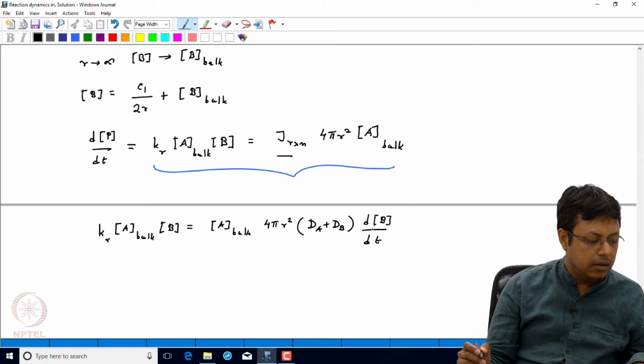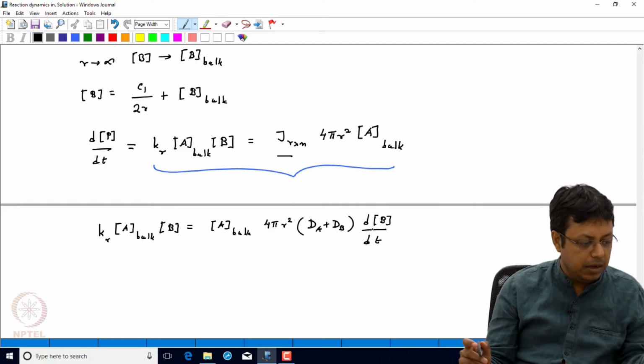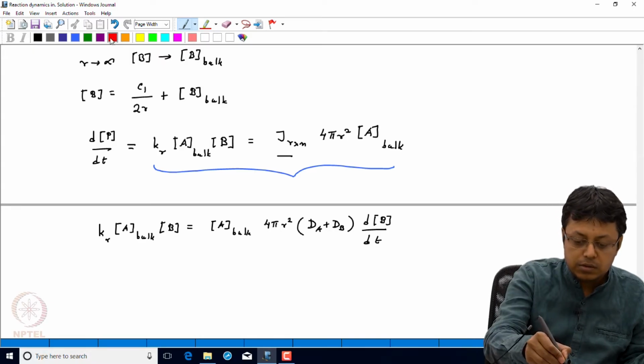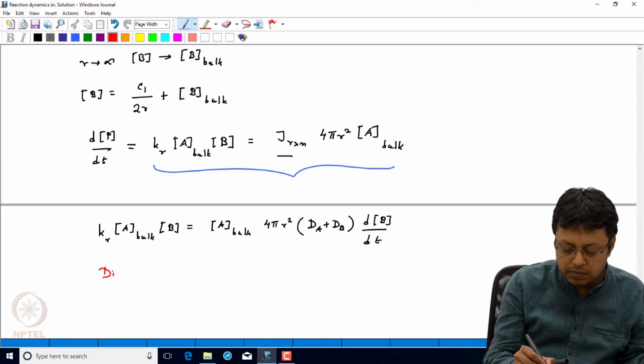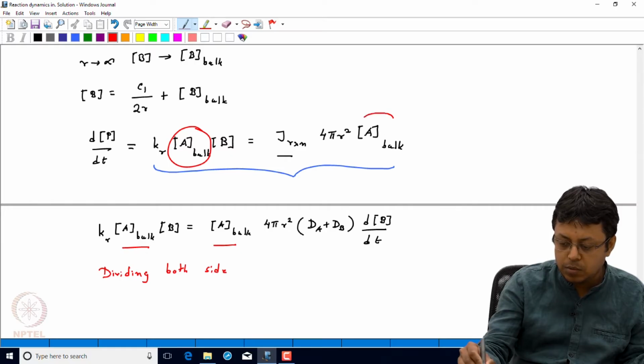Now the interesting thing is that you can write down the equation for B bulk. We can divide both sides by A bulk times r square. So let us write it, dividing both sides. We could have removed the A bulk right in the beginning, because you can see that it is a common term.